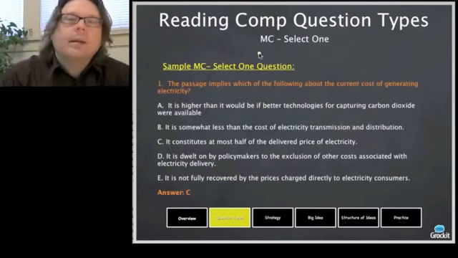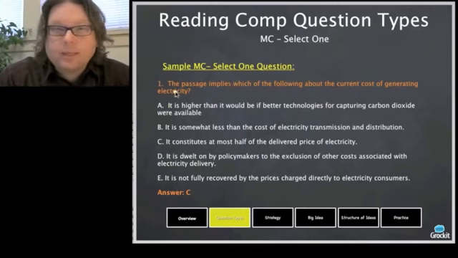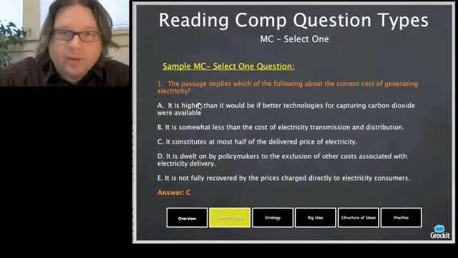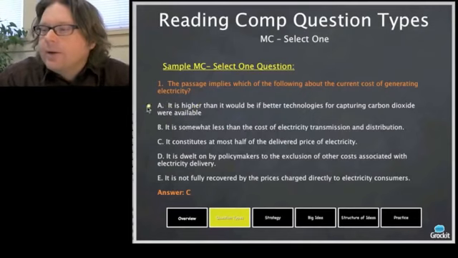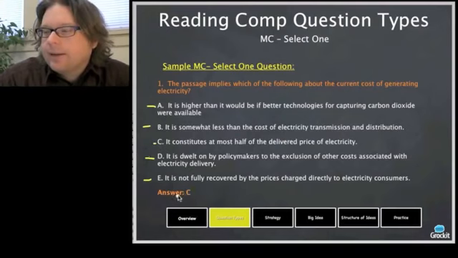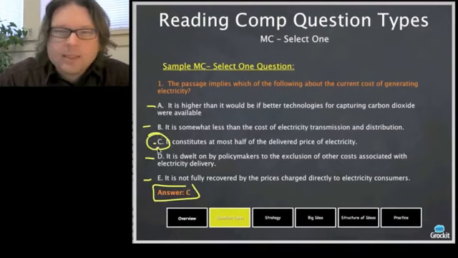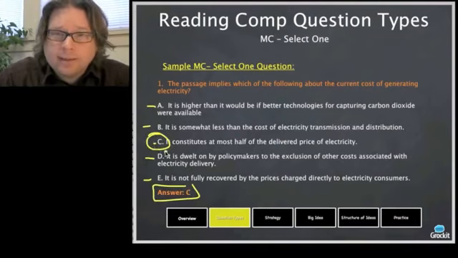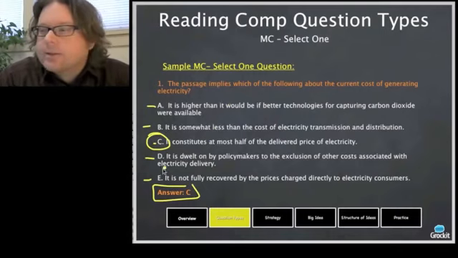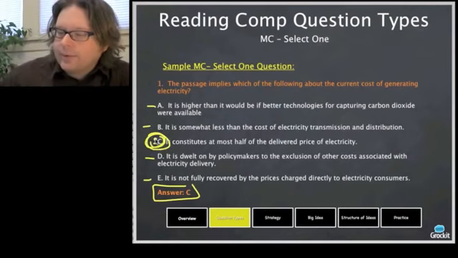All right, so here's an example of one of these multiple choice select one questions. It's worded like this: The passage implies which of the following about the current cost of generating electricity. Again, we didn't do the passage, so we're not really going to do the question, but note that there are 5 answer choices, A, B, C, D, E, and the answer here is C, so we would click this, confirm it, and move on to the next question. We would read all of the answer choices, always, just to be extra sure. They're not that long, so you have time to actually read questions and read answers, but you would select this one and move on.